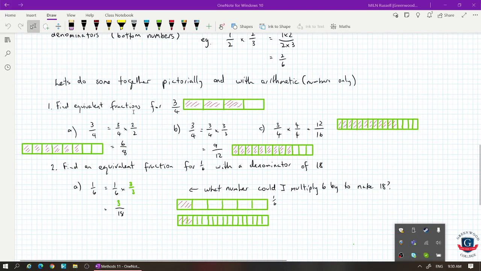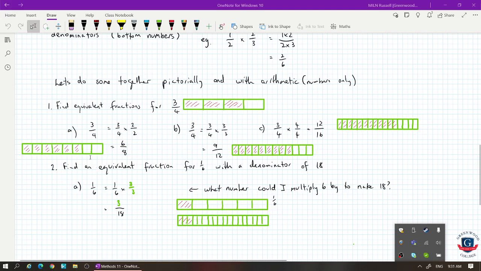So if we wanted an equivalent fraction for 3/4, we could split each of these into half, which I've done here. So we'd end up with 1, 2, 3, 4, 5, 6, 7, 8 equally sized parts. There it is there, of which 6 of them are now shaded because I've split each of these in half. And that would make 1, 2, 3, 4, 5, 6 parts.